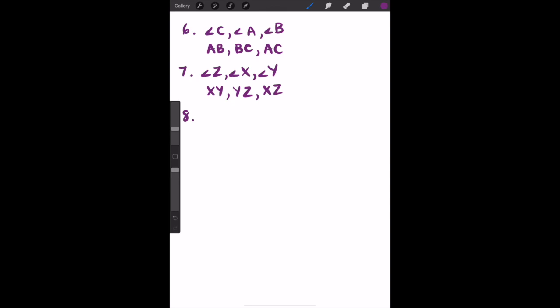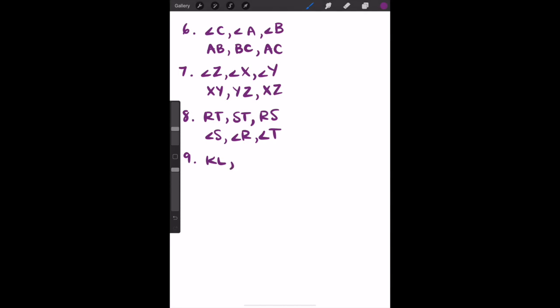Number 8, they've given me the sides. So side RT is the smallest. Side ST is in the middle. And then side RS is the largest. So now the angle opposite RT is S, the angle opposite ST is R, and the angle opposite RS is T.